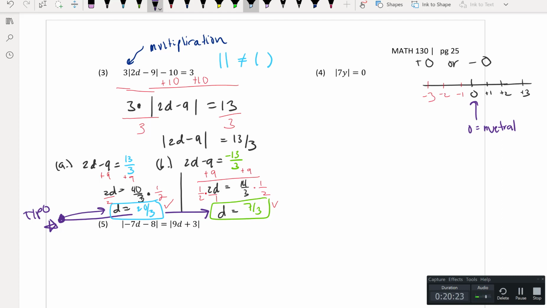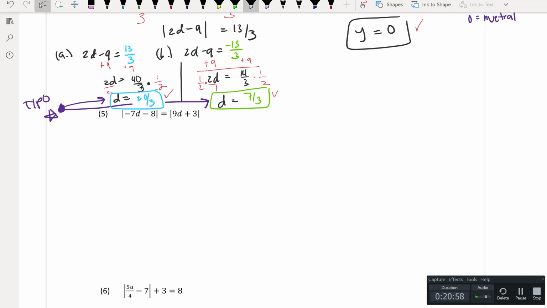So when I have a problem like number 4, what I'm going to do is just drop the absolute value sign. So I'm going to have 7y is equal to 0. To get the y by itself, divide by 7, divide by 7. So y is equal to 0. 0 divided by anything is equal to 0. Does that work out? If I plug into my calculator the absolute value of 7 times 0, and remember 7 times 0 is 0, so the absolute value of 0 is 0, then you know you've checked your answer.